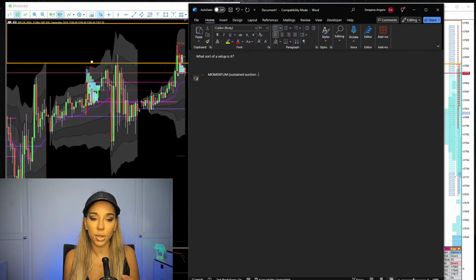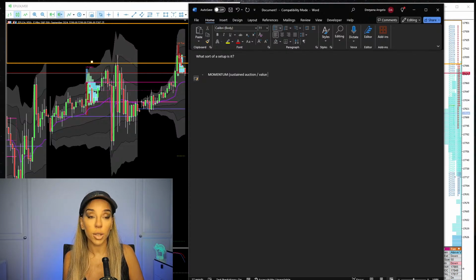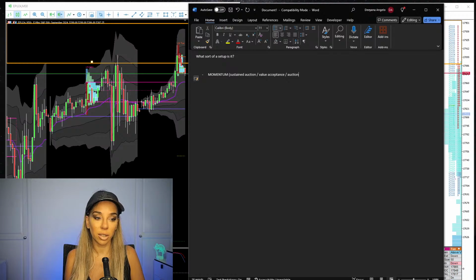And then if you do have a sustained auction, it will show up at some point later on, either as a lower low, higher high, and anything that makes sense. But you can also have value acceptance, which is what I'm doing in DAX. So that's also a momentum type setup. You can also have the auction fade when the market moves away from the initial balance and then trends for a while, but then sort of runs out of steam, starts coming back, and then turns around. So that's one.